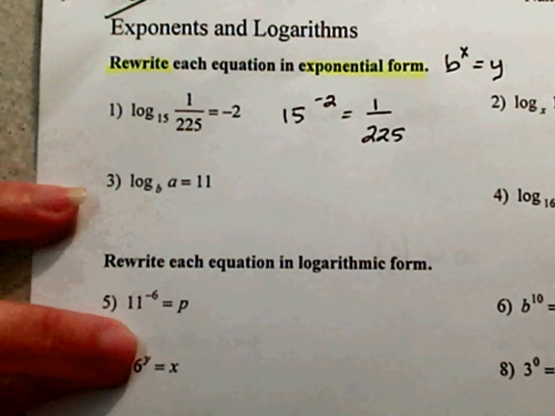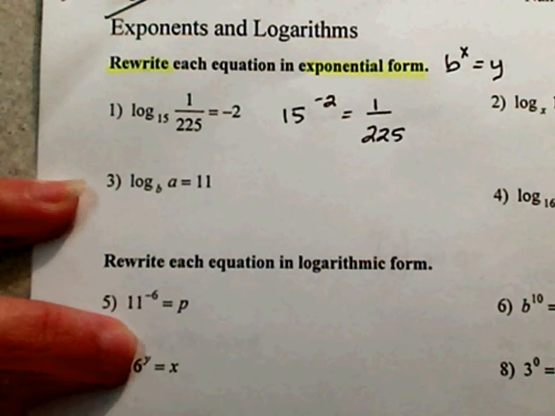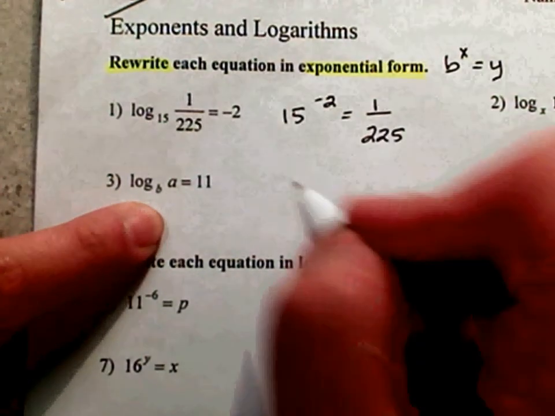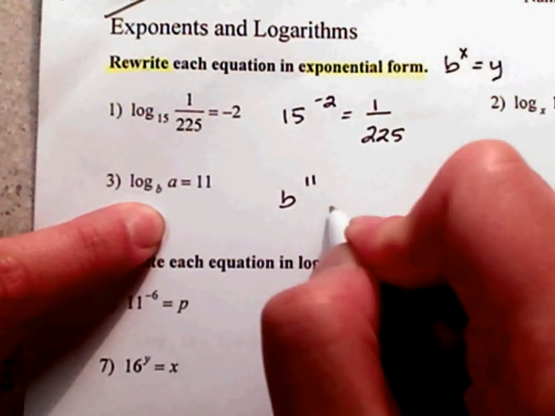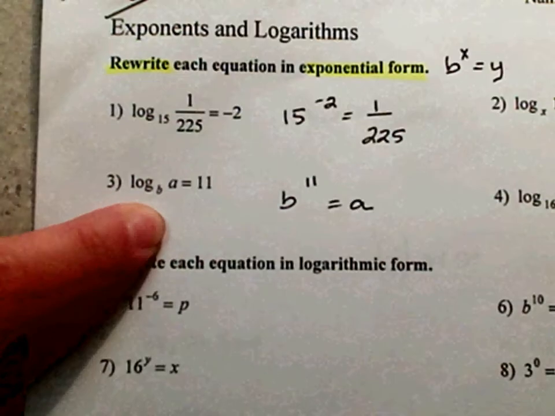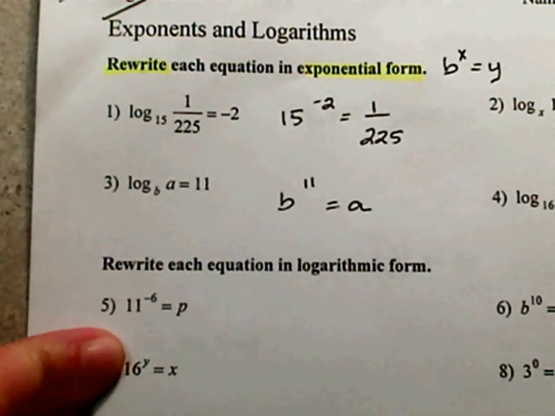There's your solution. Number 3, your base is b. So this one will be b to the 11 is equal to a. And there's your solution. You are just rewriting it. We're not solving. We're not evaluating.